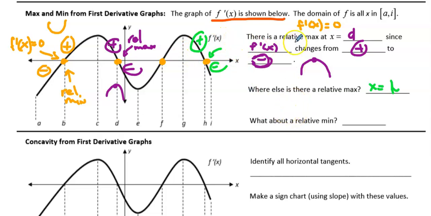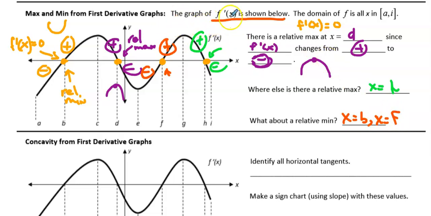So what about a relative minimum? Well, we've actually already had a conversation about that. We know that there is a relative minimum at x equals b. And you can say the same logic here at f. I'm negative, and then I'm positive. Okay, so at x equals b and x is equal to f.